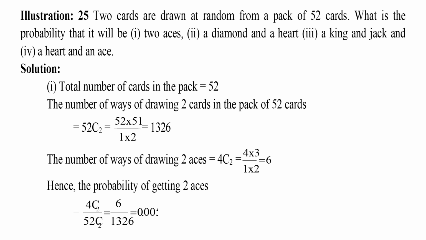When r value is 2 and n value is 52, then 2 numbers, that of r, should be used in the numerator and denominator. That is 52 × 51 in the numerator and 1 × 2 in the denominator. Otherwise, multiplications of 1 to 52 in the numerator and 1 to 50 and 1 and 2 in the denominator. 50 here means 52 minus 2. The number of ways of drawing 2 aces equals 4C2. Hence, the probability of getting 2 aces.